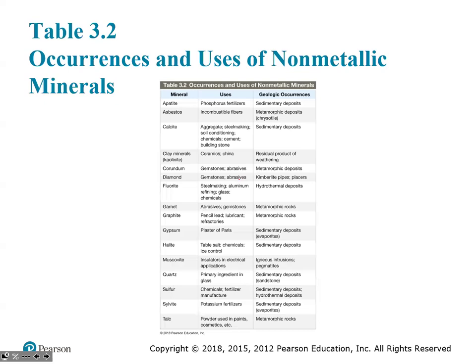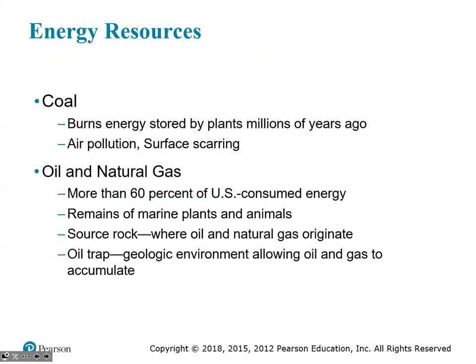Muscovite is used as insulators in electrical applications because you have those nice thin sheets. This comes from igneous intrusions and pegmatites. Quartz is the primary ingredient in glass. This comes from sedimentary deposits, from sandstone. Sulfur is used in various chemicals and fertilizer manufacture. This comes from sedimentary deposits and hydrothermal deposits. Sylvite is a potassium ore. It's used in potassium fertilizers, so sedimentary deposits, various evaporites. And talc is used in talcum powder, paints, cosmetics, etc. And that comes from metamorphic rocks.